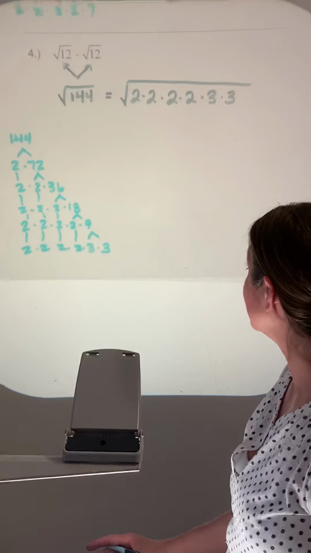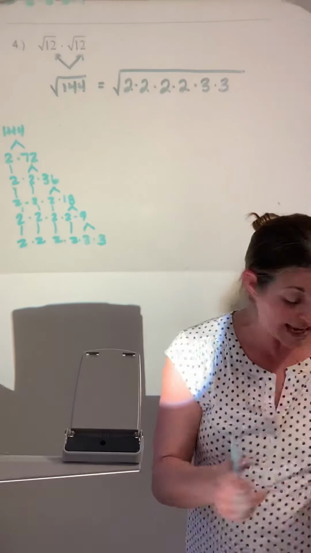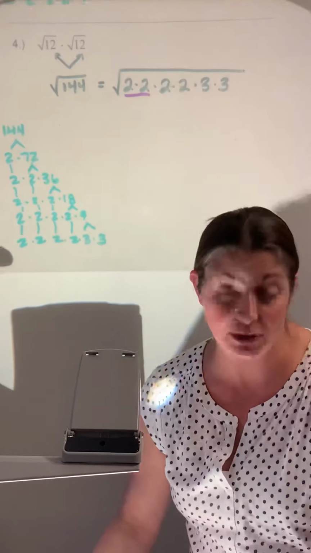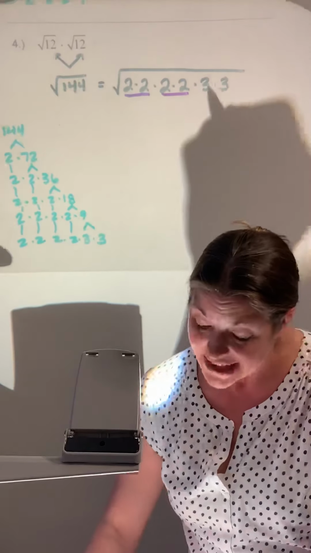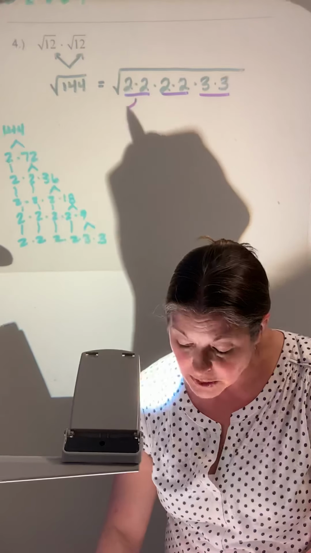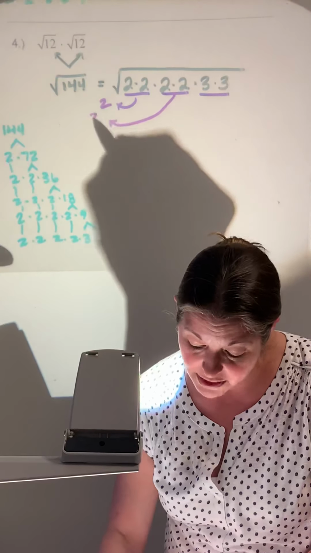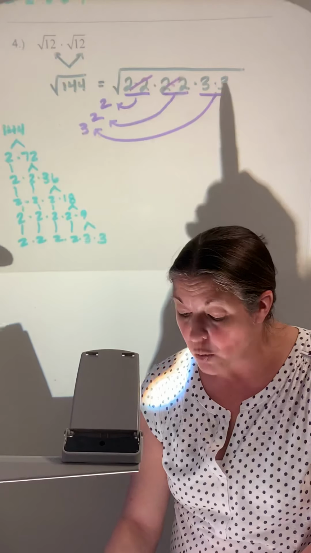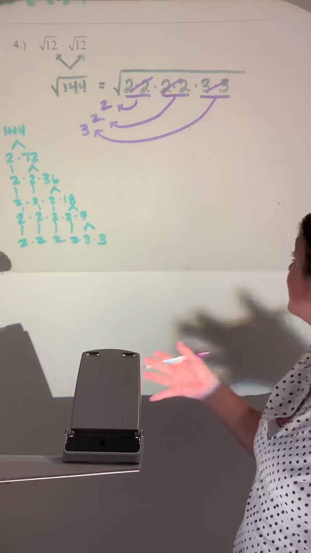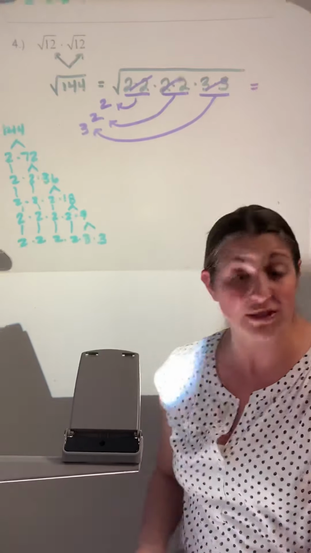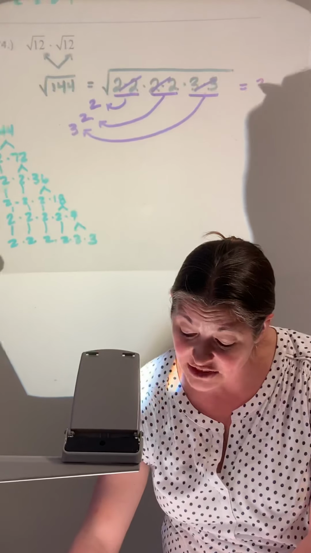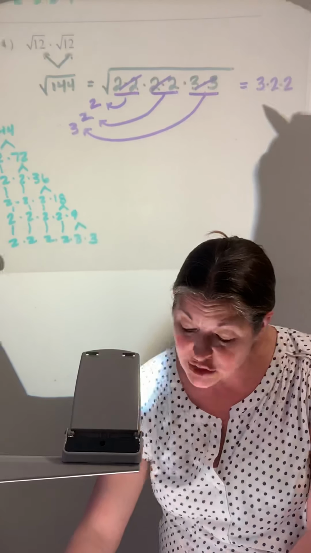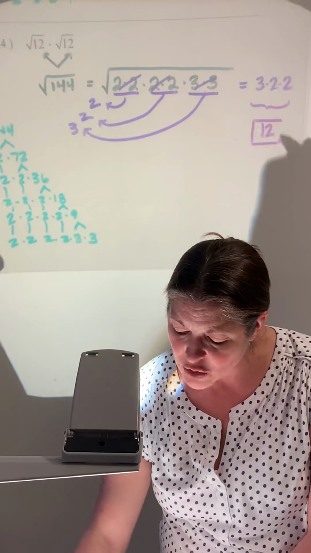I don't know about you guys, but I'm noticing that everybody seems to have a partner. Everybody's part of a pair. I've got these two 2s. I've got these two 2s, and then I've got two 3s. So I'm gonna pull out this 2. I'm gonna pull out this 2. I'm gonna pull out this 3. At this point, nothing is left underneath the square root. So I don't have a square root in my answer. Instead, all I have is 3 times 2 times 2, which are all those numbers we pulled out. And when we do that math, we get 12.